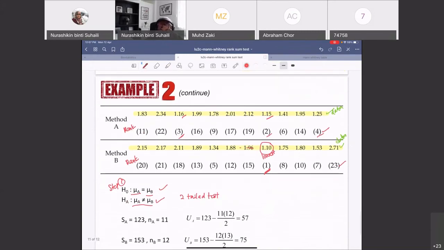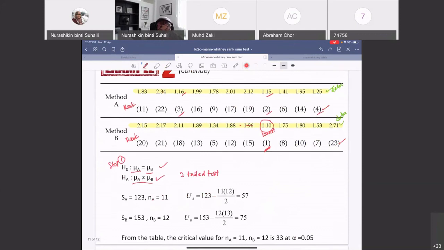After you rank it, you have to find the sum of ranks. The sum of ranks means the sum of rank A, 11 plus 22 plus 3 until 4. That's how you got this 123. And the same thing for method B, the sum of the ranks, 20 plus 21 plus 18 plus 13 until 23. That's how you got 153.